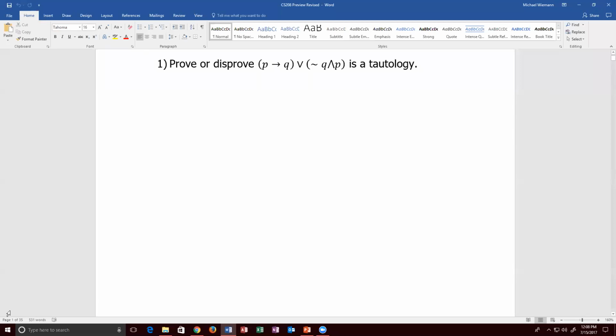All right, let's go ahead and begin our review. The first question we've got here: prove or disprove (P implies Q) or (not Q and P) is a tautology. So let me get my pen started.